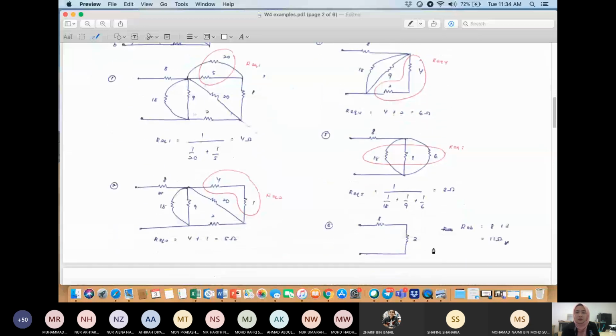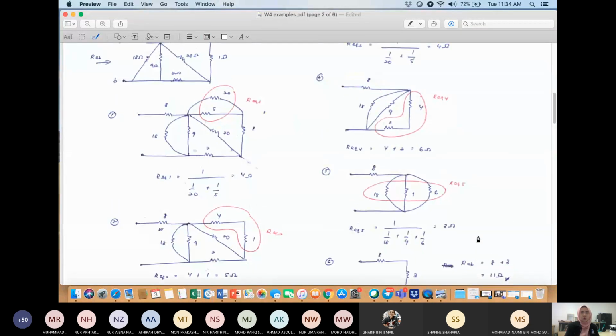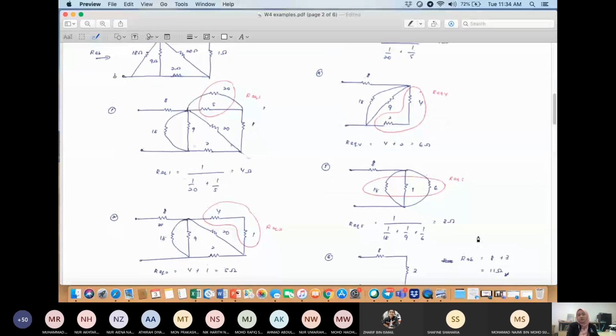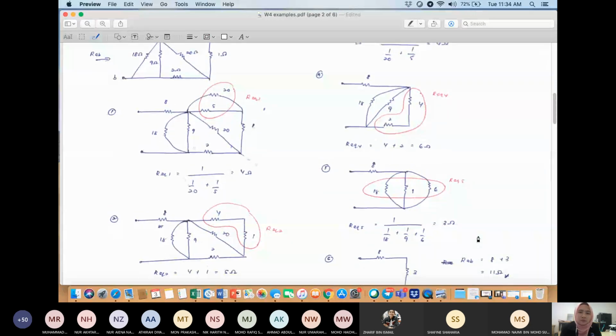Now the final circuit is like this. You have 8 ohm and the R equivalent 5 over here, and now you can calculate RAB. RAB is looking from this side. Over here you can see that 8 ohm and 3 ohm are connected in series. So 8 plus 3 is equal to 11. Okay, any question?